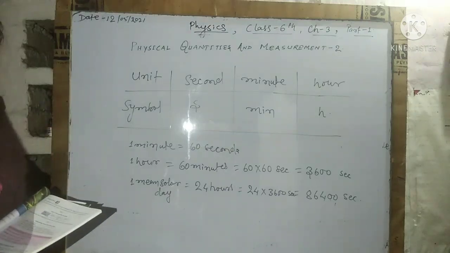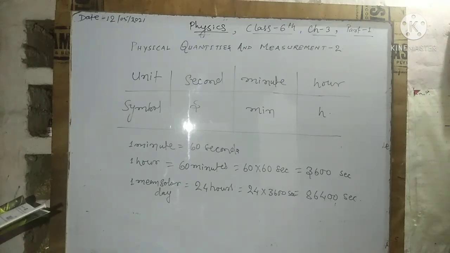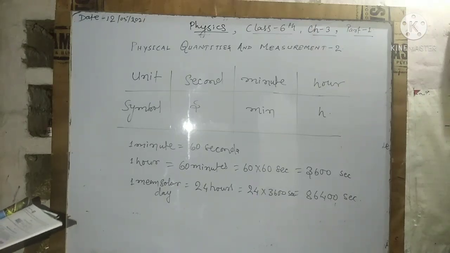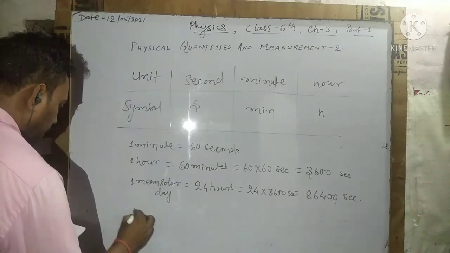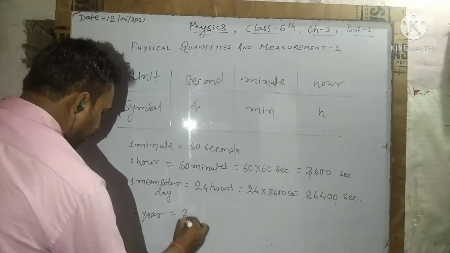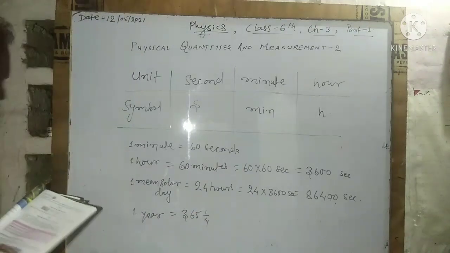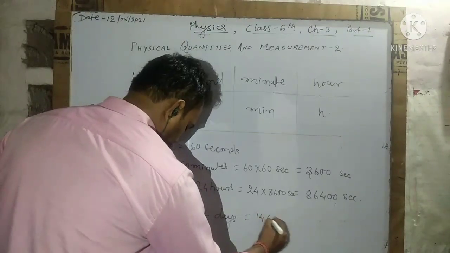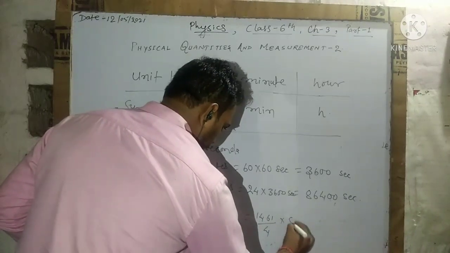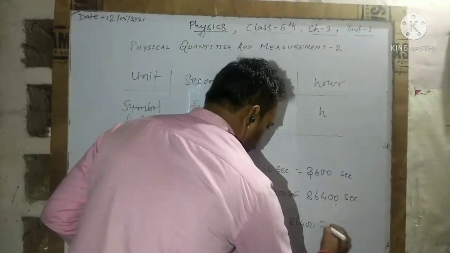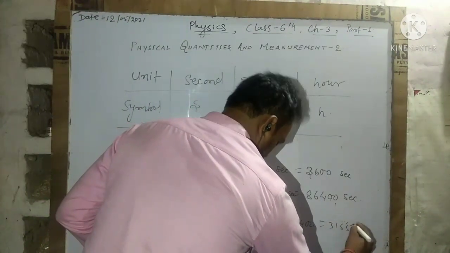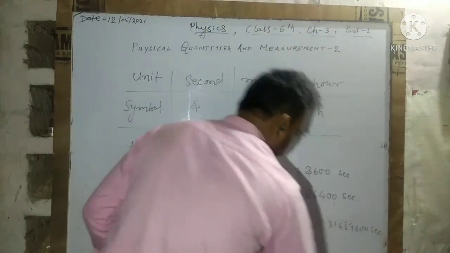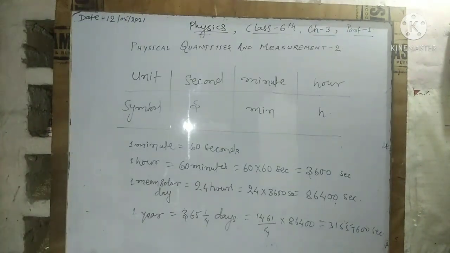1 year is equal to 365 and 1/4 days. This is also converted into seconds like this: 1461 upon 4 into 86,400, that is equal to 31,557,600 seconds.